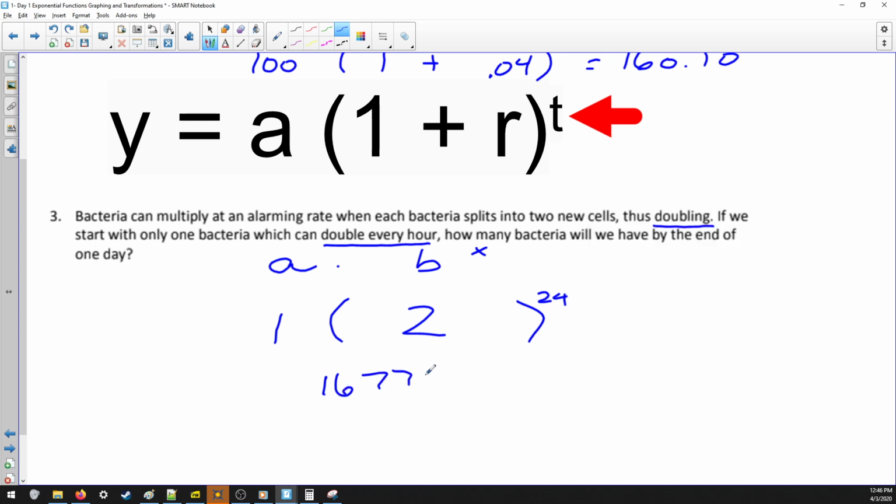16,777,216, okay? All right, and that's my total number of bacteria after 24 hours, right? Started off at 1. After 24 hours, I'm at 16,777,216, okay? So that's the idea with the word problems, okay?